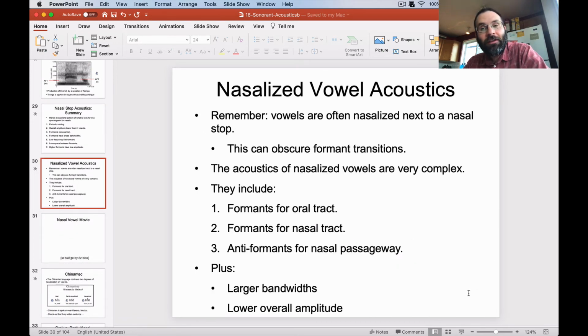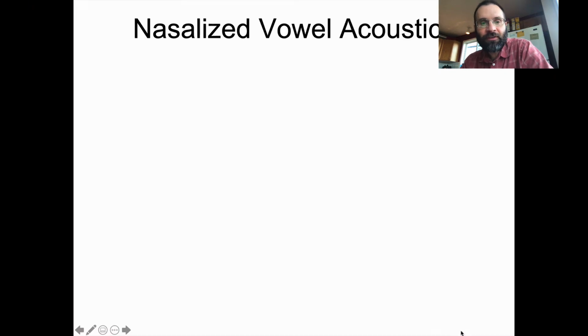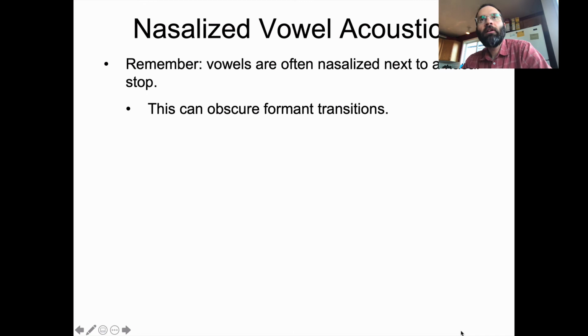What's even more tricky than that, let's wrap up this lecture with this discussion, but what we get with nasalized vowel acoustics. So vowels can often be nasalized next to a nasal stop, and when that happens, you're getting a complex set of acoustic effects because when you produce a nasalized vowel, you're getting basically two passageways out of the mouth, one through the nose and one through the mouth, and they both resonate in their own way, and they both anti-resonate in their own way.